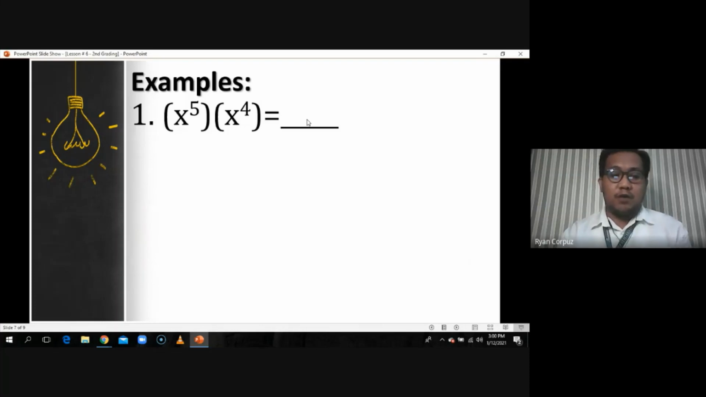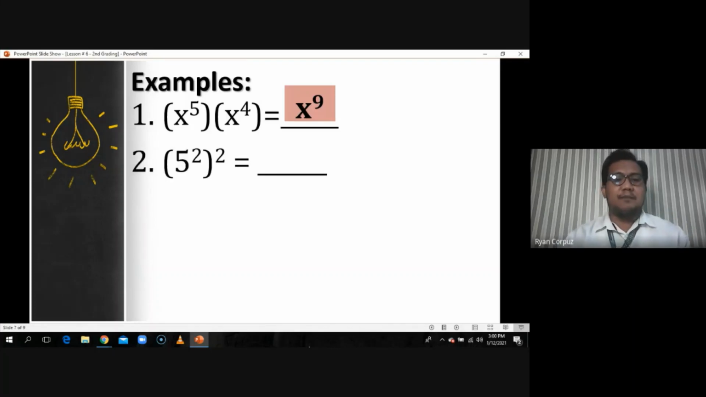So if you simplify x raised to 5 times x raised to 4, you'll come up with an answer which is x raised to 9. Copy the same base x, then add the exponents: 5 plus 4 is equal to 9. That's how we answer example number 1. Any questions so far? Let's try another example.